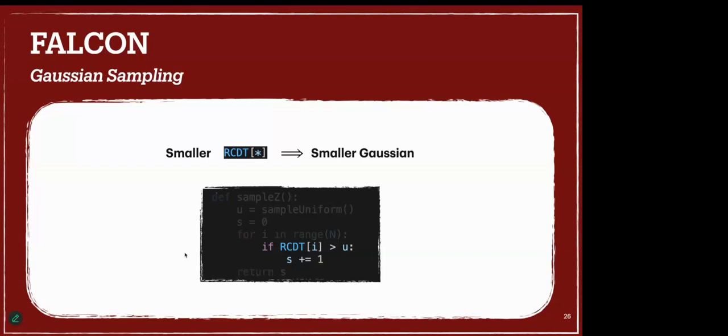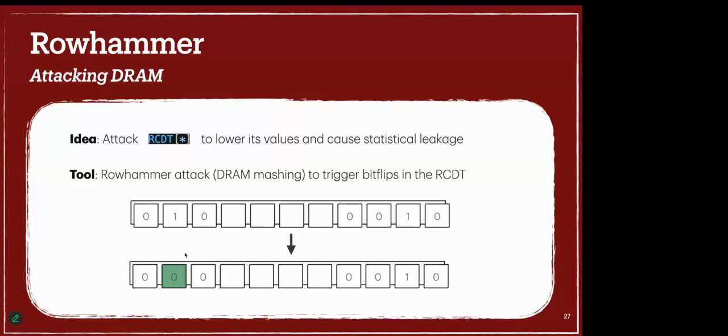a smaller variance. And our idea was that if you attack the RCDT to lower its values, you might cause statistical leakage. So instead of having the final Gaussian that is going to hide your distribution, your basis, if you target these values of the RCDT, probably you can make the standard deviation small enough that there is statistical leakage. And the tool we thought of using was the Rowhammer attack, which we don't really care how it works here, but we'll use it as a black box.